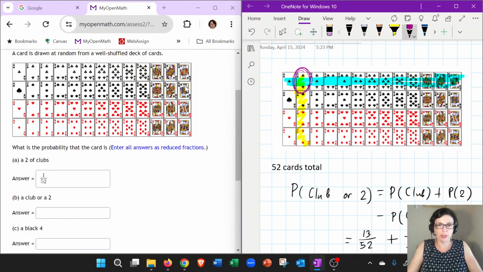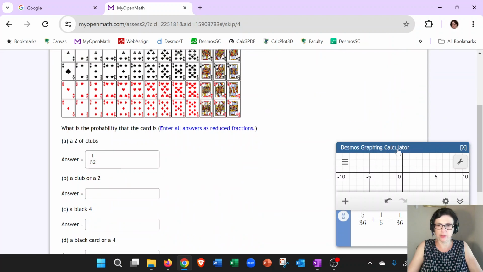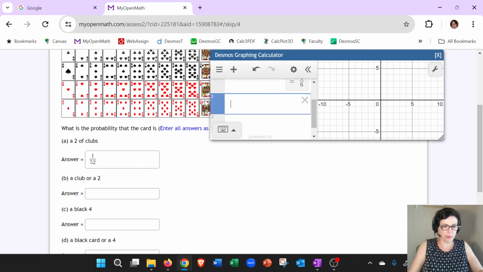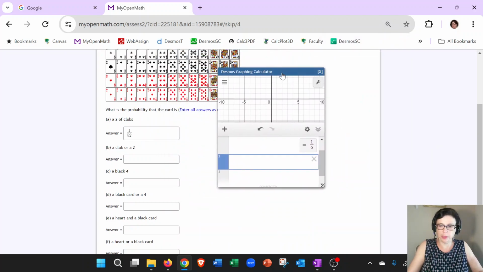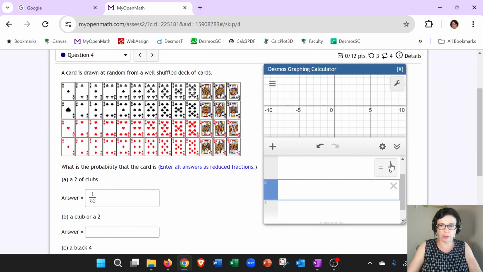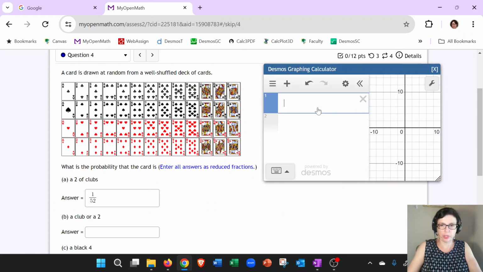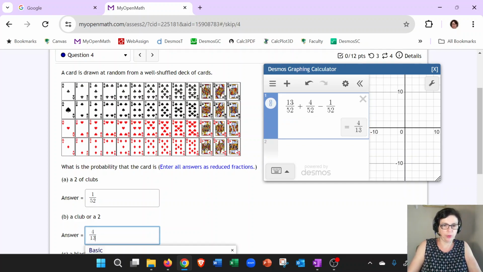Okay, so let's see if we can compute that. So if I were to open up my Desmos calculator. Okay, and so let me see if I can resize it real quick. Okay, that's better. So it's going to be a club or a 2. There are 13 clubs plus 4 twos and only one that's a club and a 2. Let's see if we can reduce that. That would be 4 over 13.